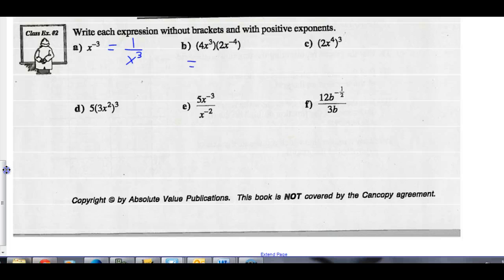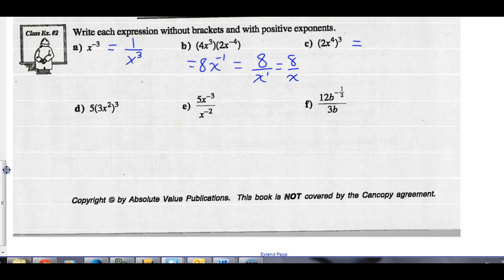For part B, get rid of the brackets. So 4 times 2 is 8. And we're multiplying powers of the same base, so we add 3 plus negative 4, which is x to the negative 1. Now notice I've got a negative exponent on the variable x, not a negative exponent on the 8. So the 8 stays in the numerator. x to the negative 1 becomes x to the positive 1 in our denominator. You don't need to have the exponent 1 there if you don't want to, but it's usually just written as 8 over x.